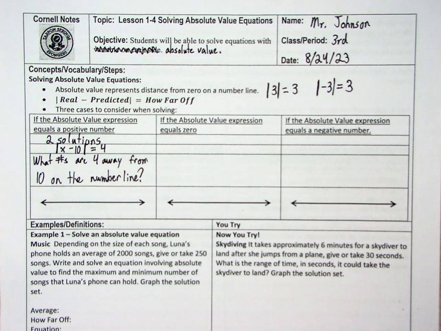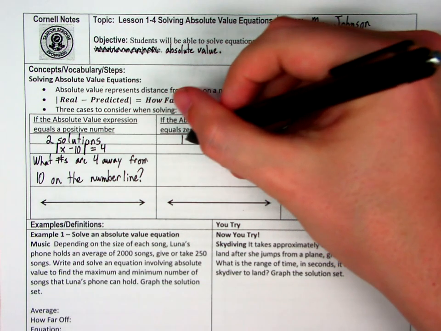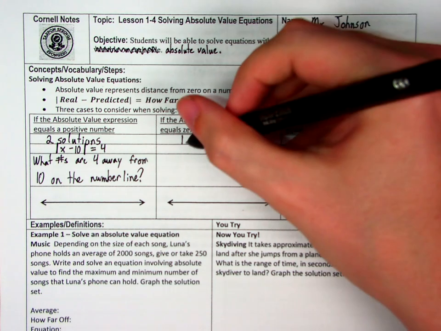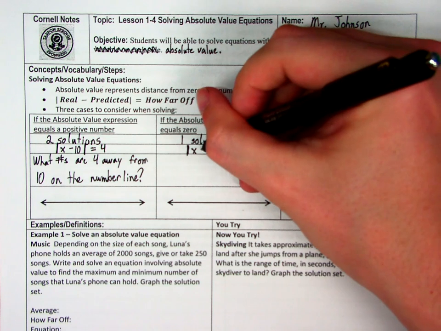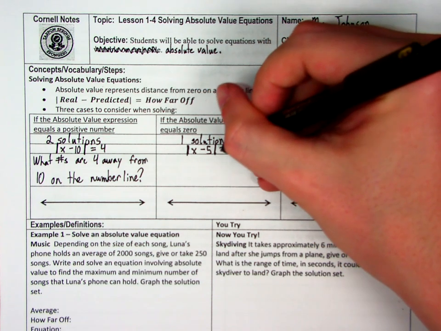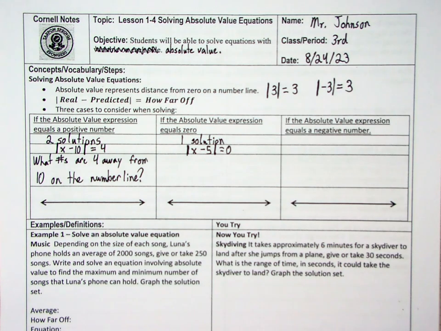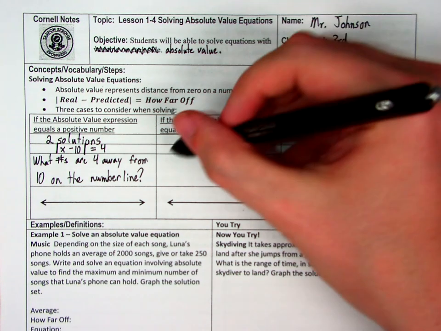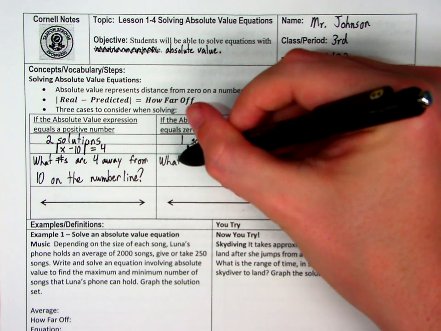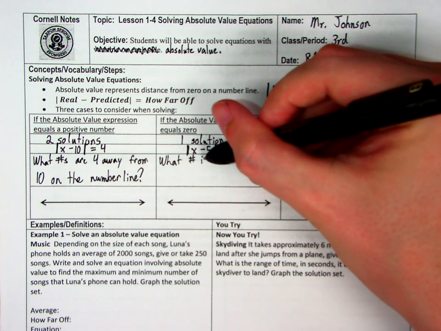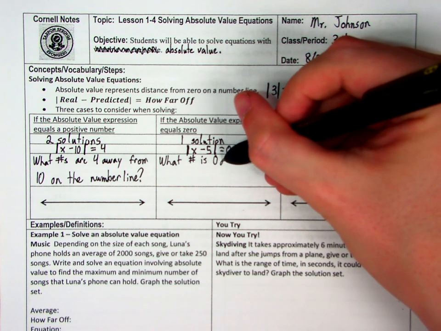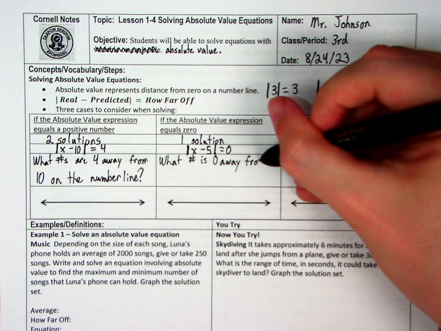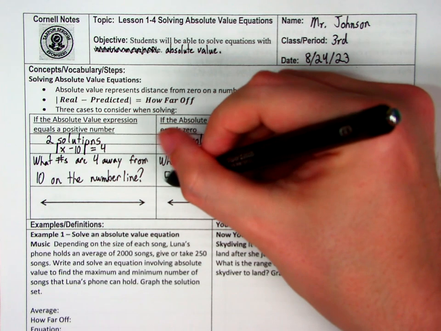If our absolute value expression equals 0, we'll have one solution. An example for that might be the absolute value of x minus 5 equals 0. If I was to see a question like this, I'd be asking myself, what number is 0 distance away from 5 on the number line?